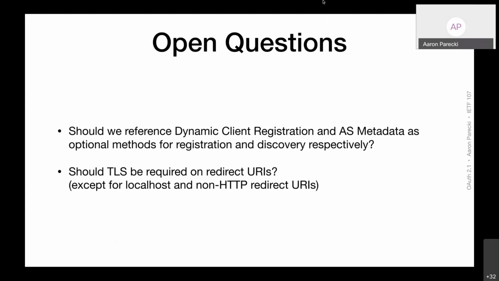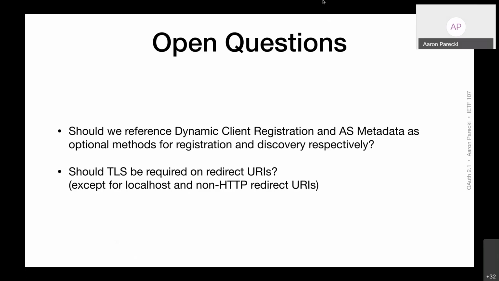So there's a couple of open questions that I have just to start off with that we can discuss, and there's a couple of other details on the list that probably need some further discussion as well. There's a couple of new things that have come out since 2012, things like dynamic client registration and authorization server metadata. While we don't want to require those in the core, it's probably still a good idea to at least reference them as optional ways to do those things.